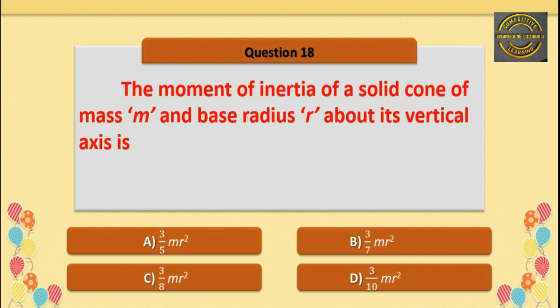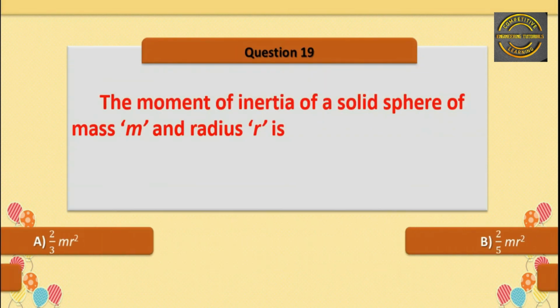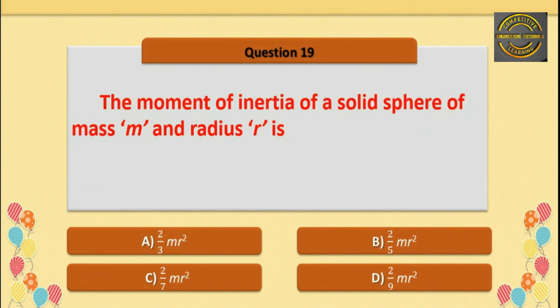Question number 18. The moment of inertia of a solid cone of mass m and base radius r about its vertical axis is, option D is correct, 3 by 10 mr square. Question number 19. The moment of inertia of a solid sphere of mass m and radius r is, option B is correct, 2 by 5 mr square.